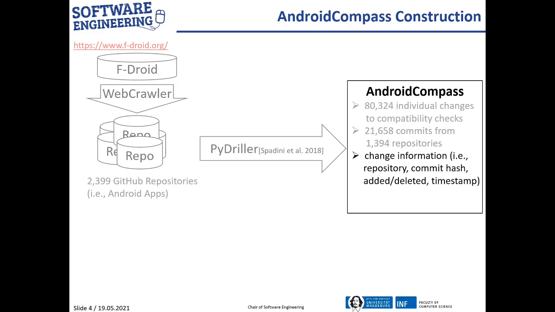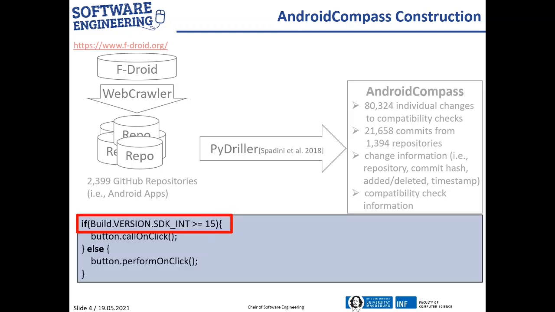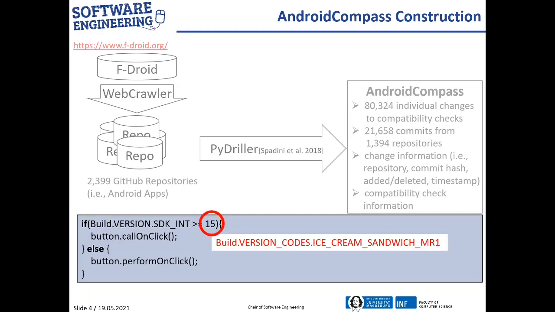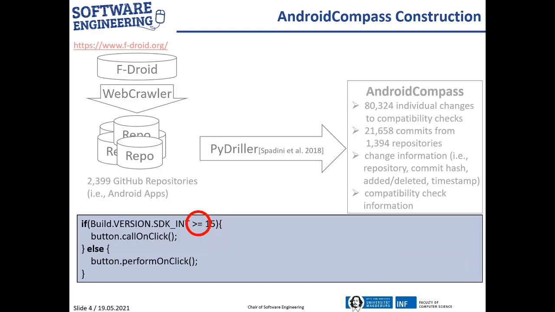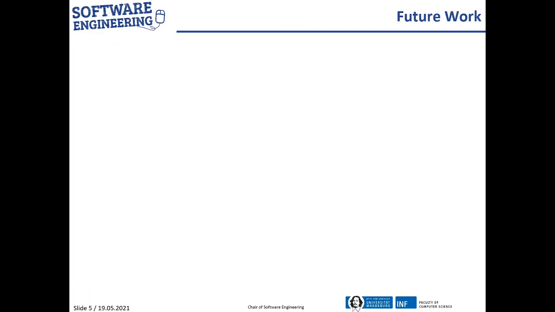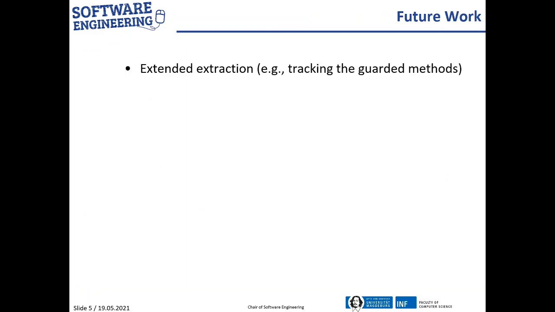We extracted information on a general level like commit hashes and timestamps, as well as information on the compatibility check itself. Here we extracted the line in which the compatibility check takes place, the version code, which we reconstructed also from numbers, and we were able to do that for 97.7% of checks in our dataset, and also the comparison type.